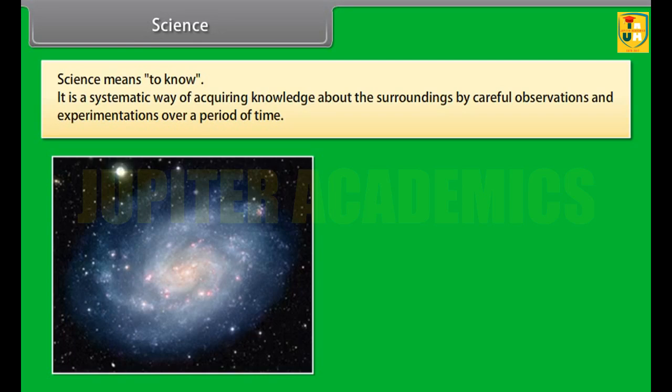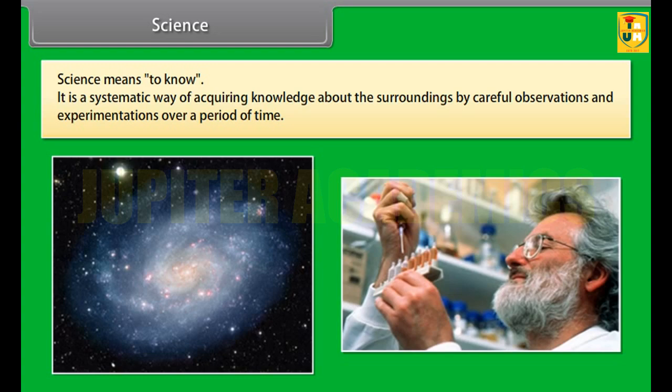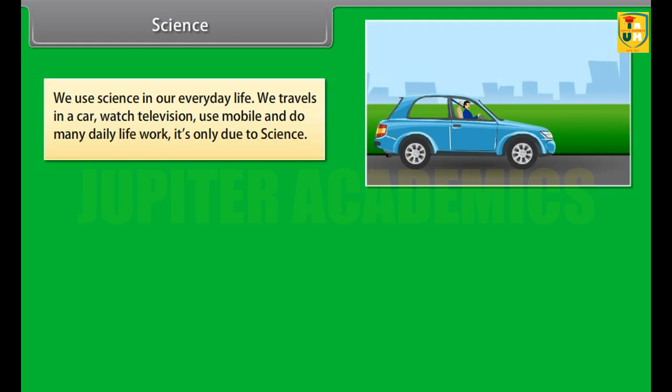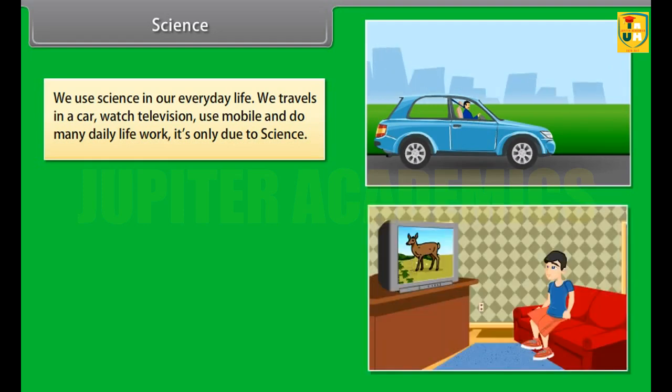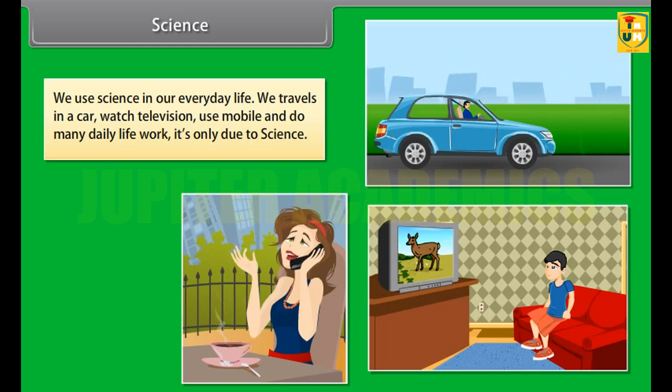Science. Science means to know. It is a systematic way of acquiring knowledge about the surroundings by careful observations and experimentations over a period of time. We use science in our everyday life. We travel in car, watch television, use mobile and do many daily life work. It is only due to science.